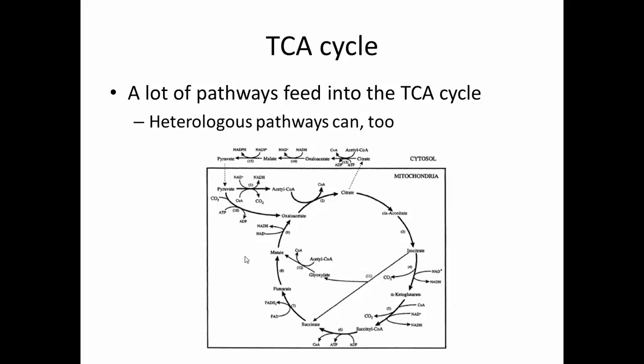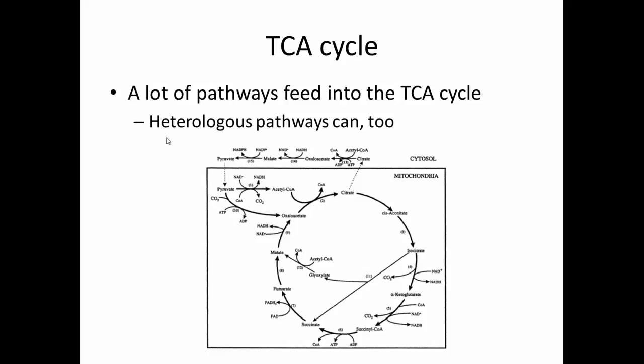Okay, so here's the TCA cycle. I showed this earlier, and some of its anaplerotic pathways here to keep the amounts of intermediates in the cycle where they should be. So a lot of pathways feed into the TCA cycle as well. Not only the glycolytic pathway, but other pathways like amino acid degradation pathways, beta oxidation, things like that.